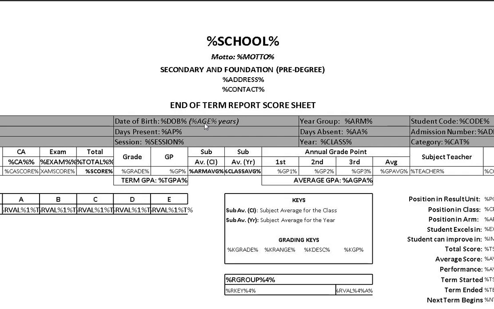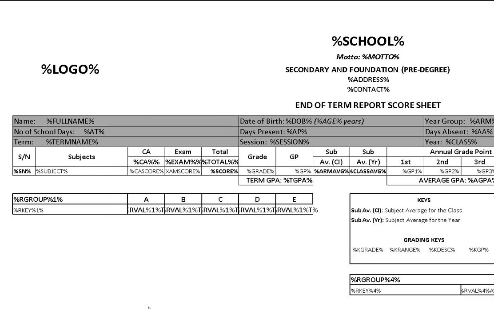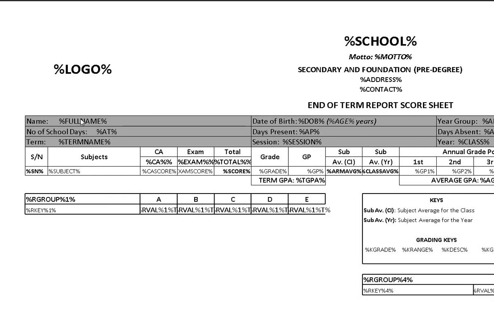So the whole idea is it's going to look at this file, and then based on the templates, it's going to replace it with the things which are in the results sheet. For instance, full name is going to be replaced with the full name of the student. This is going to be replaced with the school logo, the school name, the school motto, the age of the student if we specified date of birth, and then if we specified that.